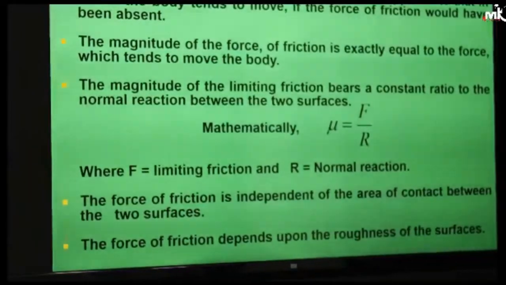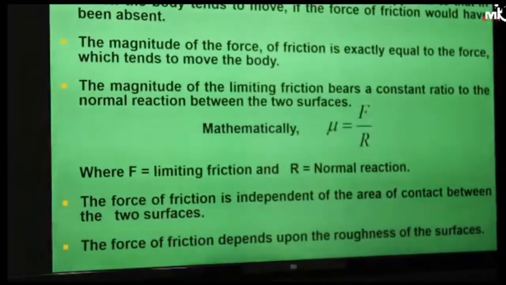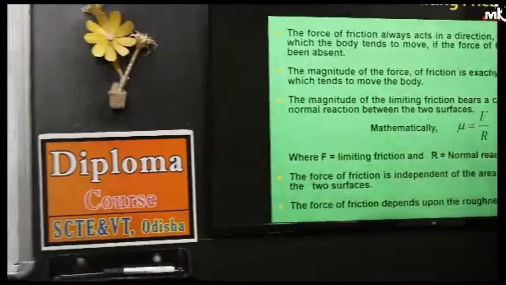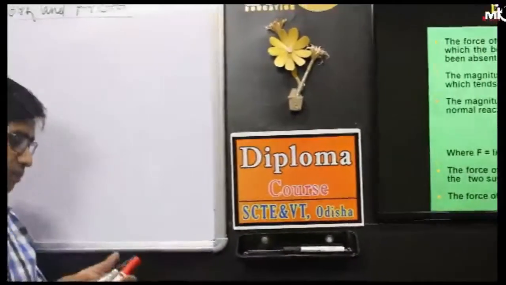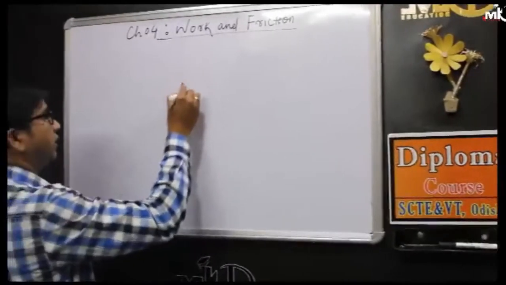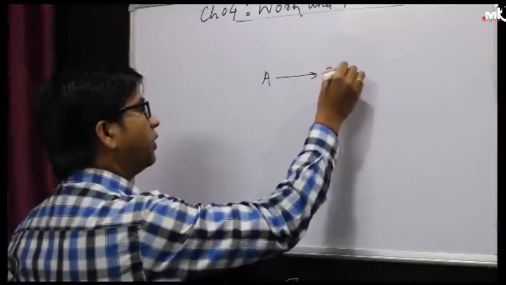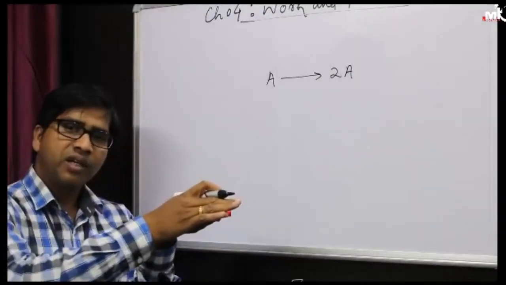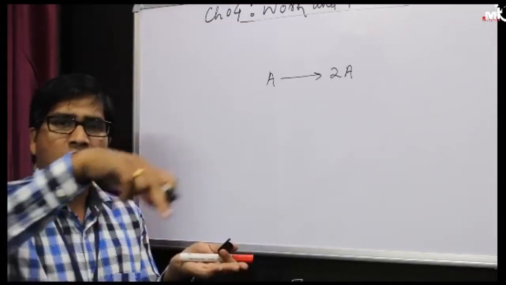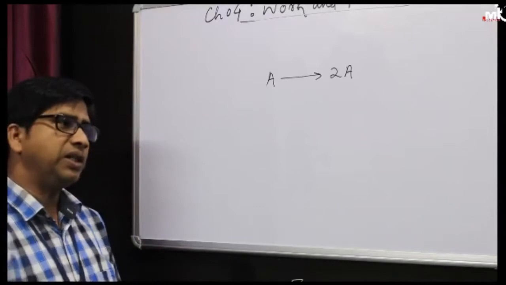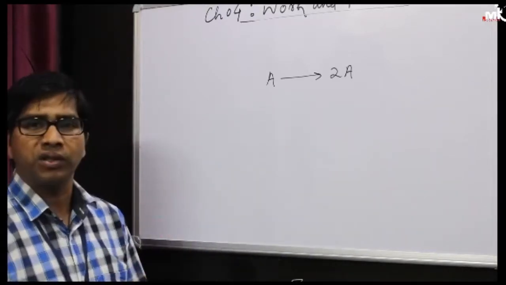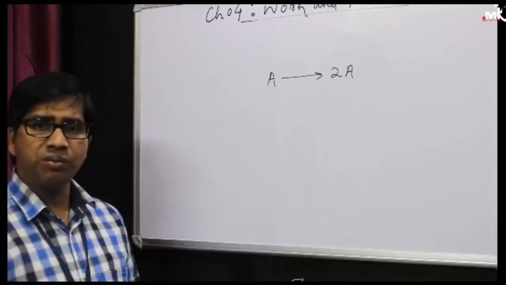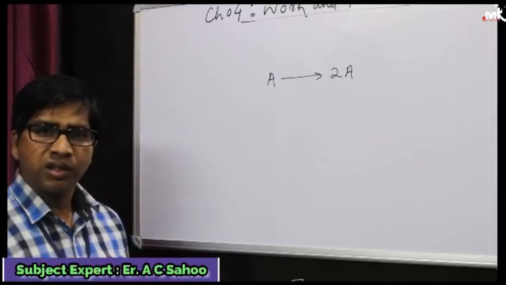But we have to think about one thing: if the area is increasing, the added area is smooth. Previously the area was A, now the area is increased to 2A, but the roughness is not increased. Consider the surface in contact, and when the area increases but roughness does not, then friction will not increase. So we say that it is not depending upon the area of contact. But if we think in reverse, if the area increases the roughness will also increase, because of the same nature, so friction should increase.